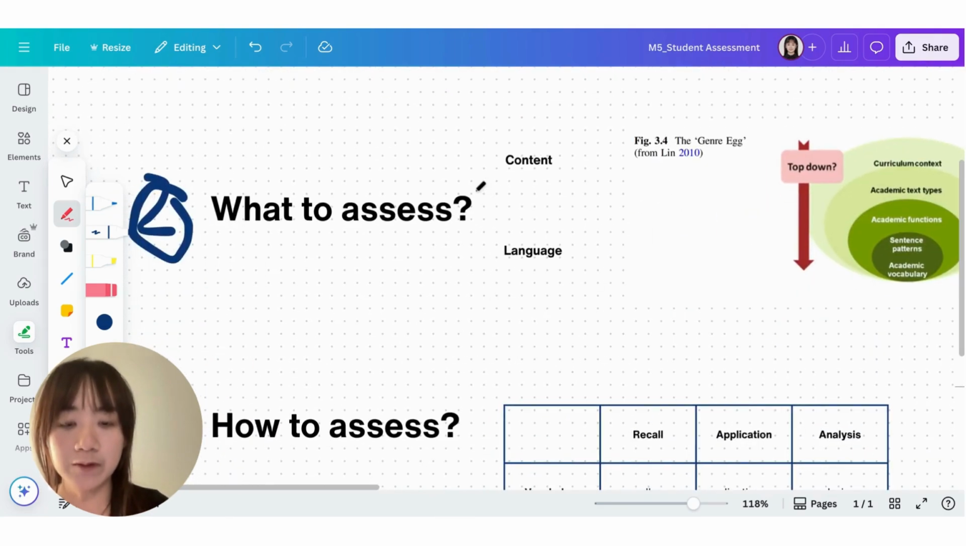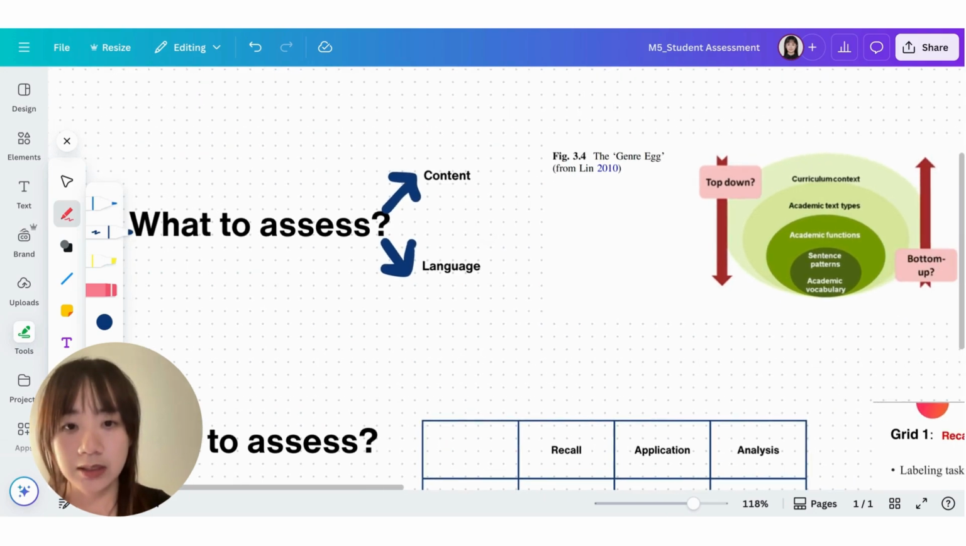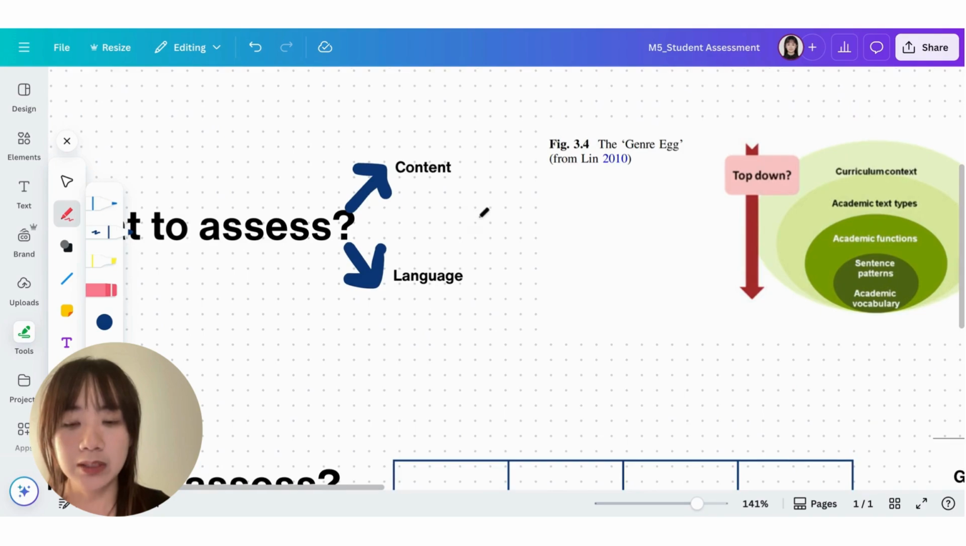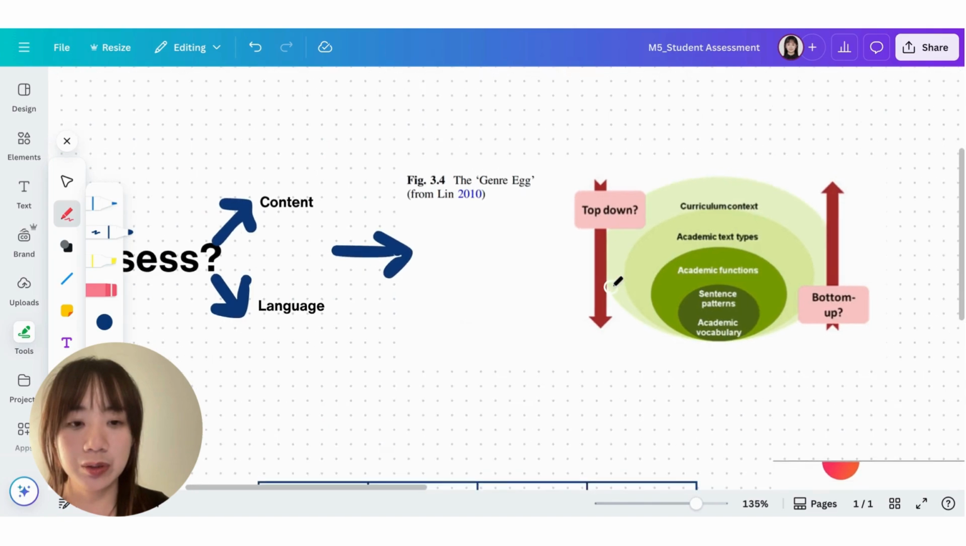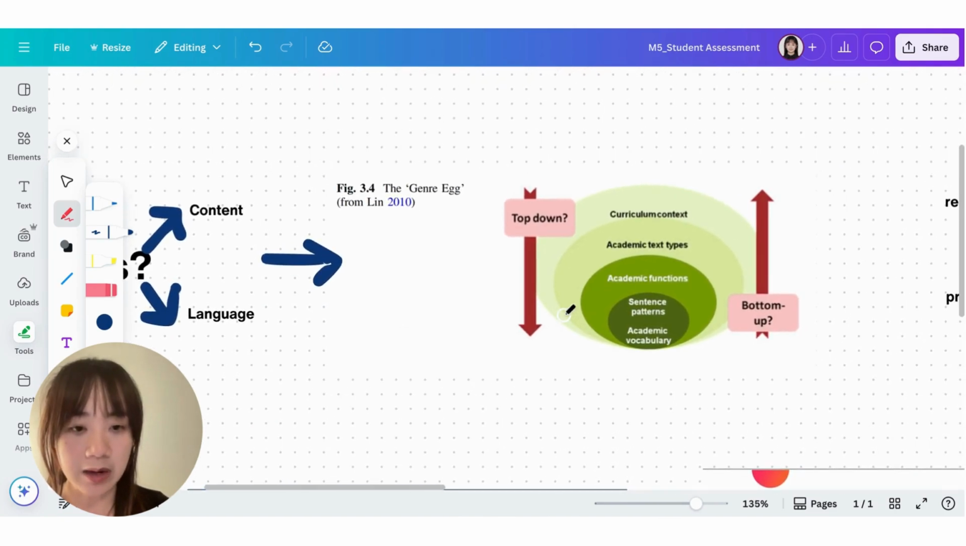And now let's look at what to assess. In CLIL, we have two aspects to assess. First, we need to assess students' content knowledge, and second, we need to assess students' language knowledge. So when we talk about these two aspects, we can refer to the General Act model, which we covered in Module 2.